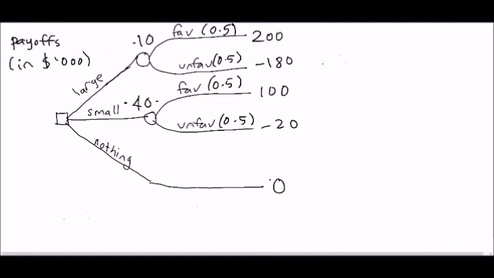We now compare the three EMVs: 10, 40 and 0. Between these three values, the biggest is 40. So we choose the branch for 40. The other branches we don't choose, so we cut those branches. Using the branch we don't cut, the decision is build small plant.